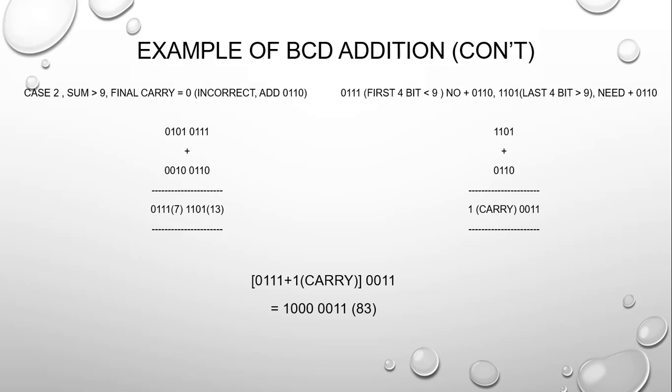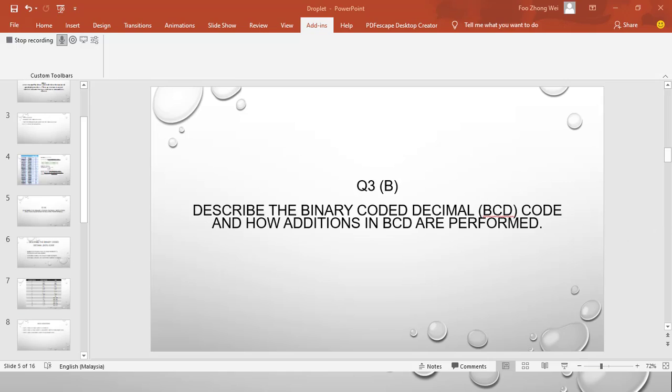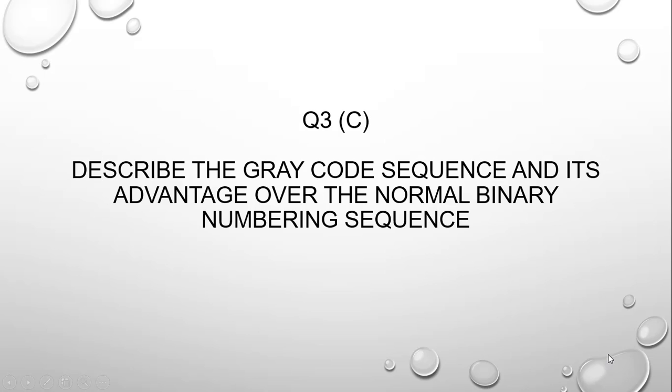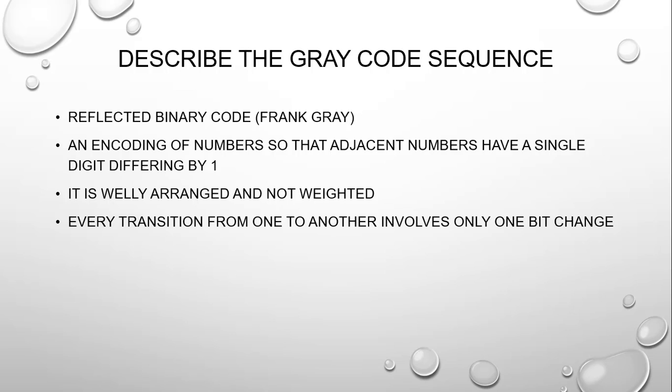So we will now proceed to the next slide for the Q3C. For Q3C, the question is: describe the gray code sequence and its advantage over the normal binary numbering sequence. So what is gray code? Gray code is known as reflected binary code, which was invented by Frank Gray. The gray code is an encoding of numbers so that the adjacent numbers have a single digit differing by 1.